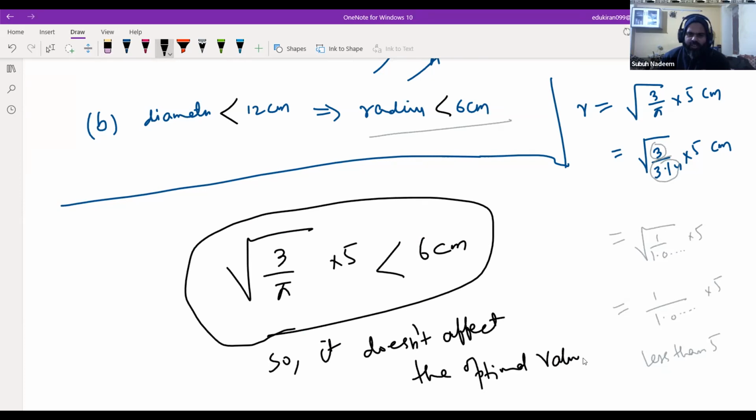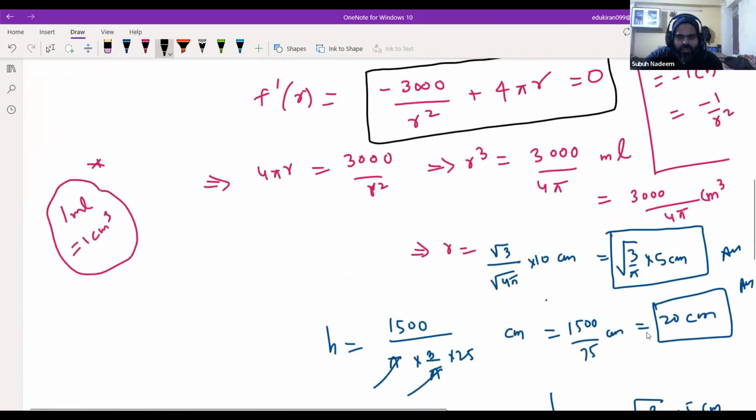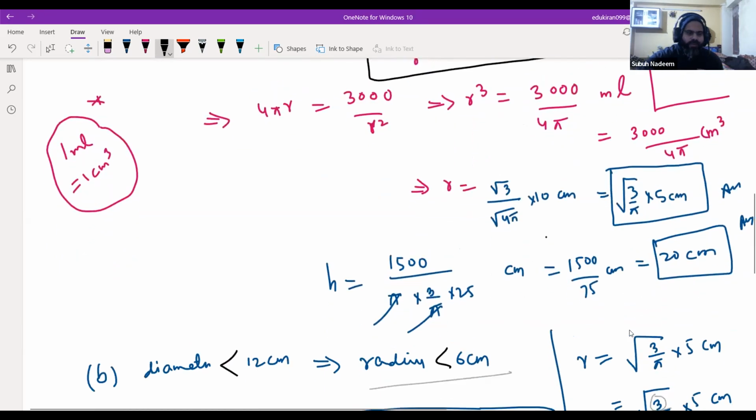The condition was that the radius which is coming should be in the range. So it is already in the range. So you can rewrite those calculations which we did a little wrong from here because of milliliter conversion.